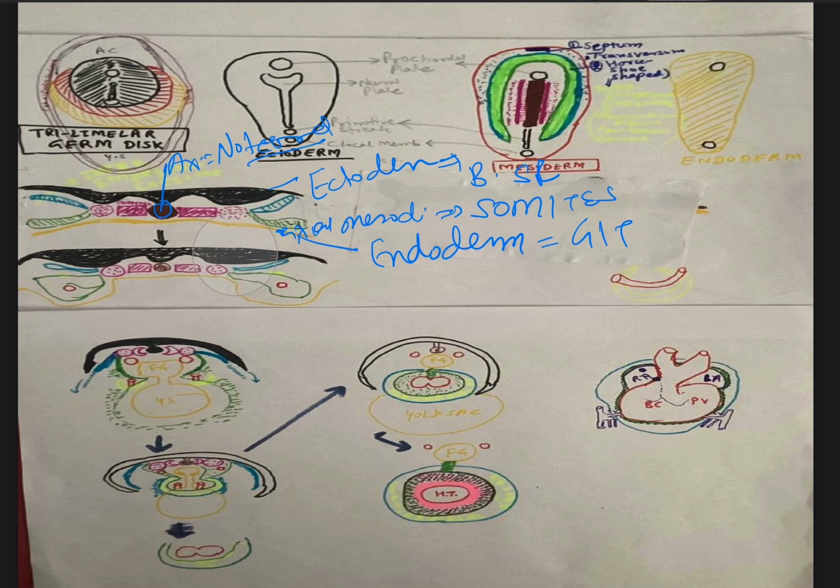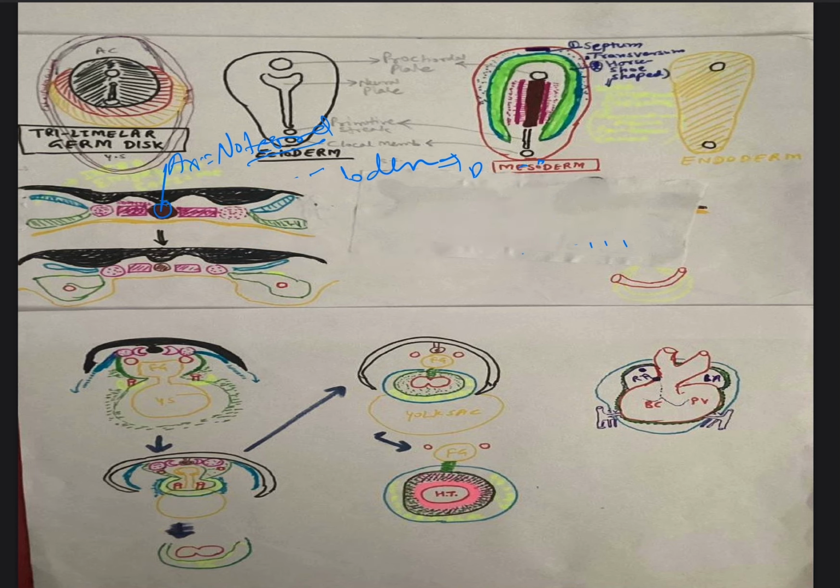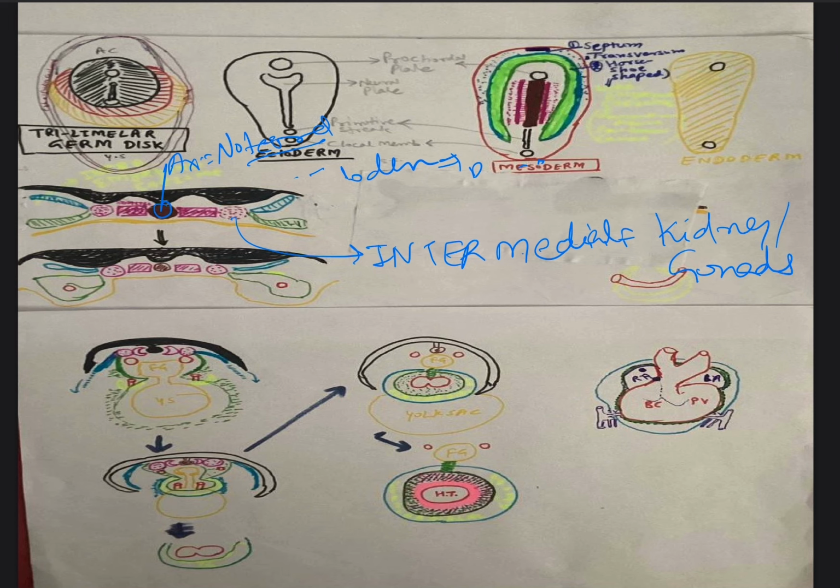Near paraxial mesoderm, this is known as intermediate mesoderm. This will form future kidney and gonads. And lateral to this is our lateral plate mesoderm. Okay guys, this whole part is lateral plate mesoderm.